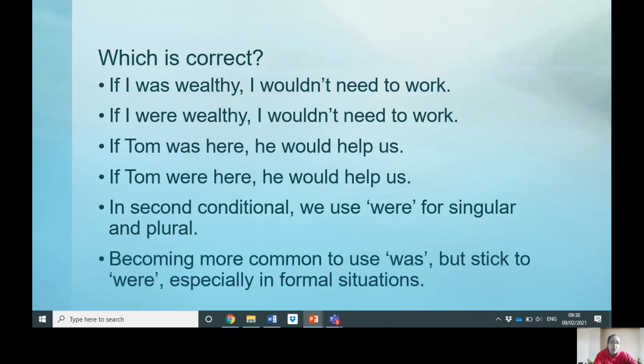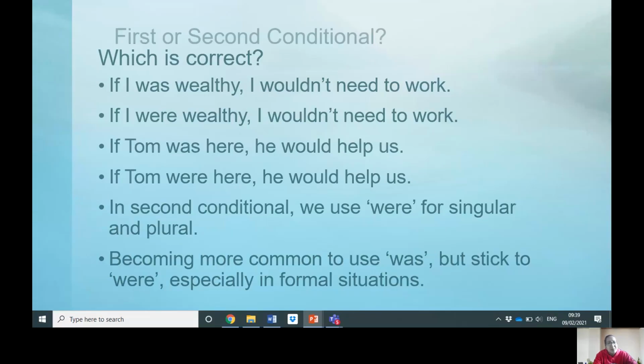Now, yes, you have heard both. It is becoming more common to use was instead of were, but it's best to stick to were, especially in formal situations, especially if you are writing this or using it in an exam. Was is becoming more normal, but that doesn't make it correct. Not yet, anyway. Perhaps one day in the future it will be. The language is constantly evolving. Rules are constantly changing. One day it might become normal.